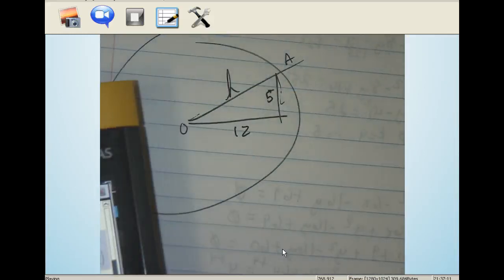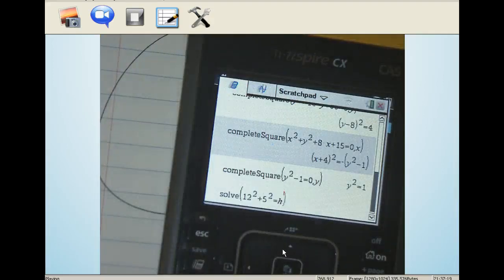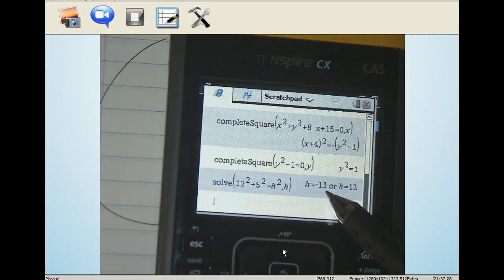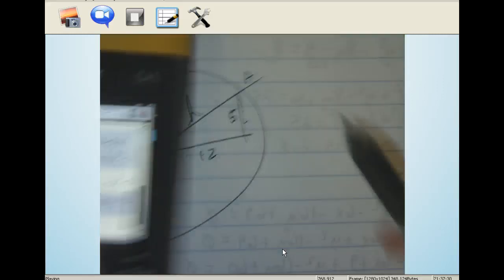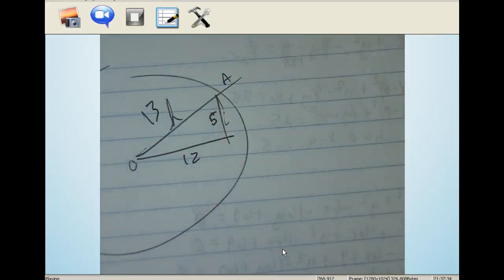So we know it's 12 squared plus 5 squared equals the hypotenuse squared, H. Solve equals H squared, and I want to solve it, comma, H. Solve it for H. Then I get that it's either negative 13 or positive 13. Well, I know this isn't a distance of negative 13, so this answer is positive 13.